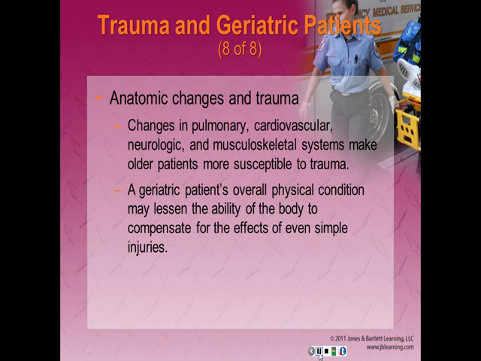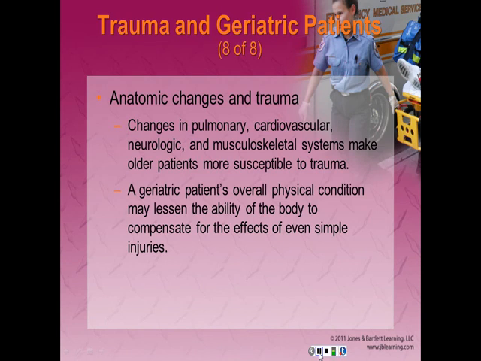Changes in pulmonary, cardiovascular, neurologic, and musculoskeletal systems make older patients more susceptible to trauma. The brain shrinks, leading to higher risks of cerebral bleeding following head trauma. Skeletal changes cause curvature of the upper spine that often requires additional padding during spinal immobilization. Loss of strength, sensory impairment, and medical illness also increase the risk of falls.